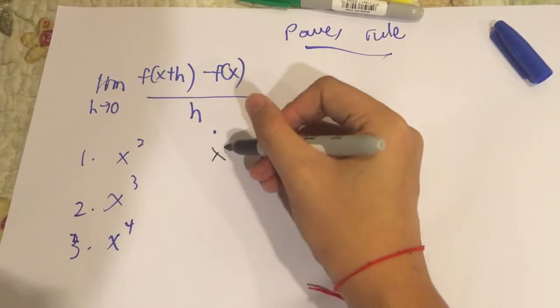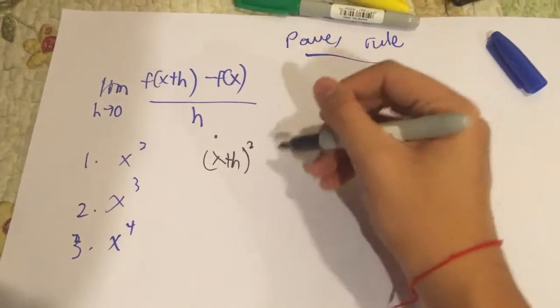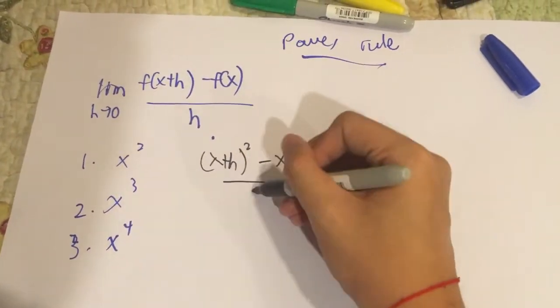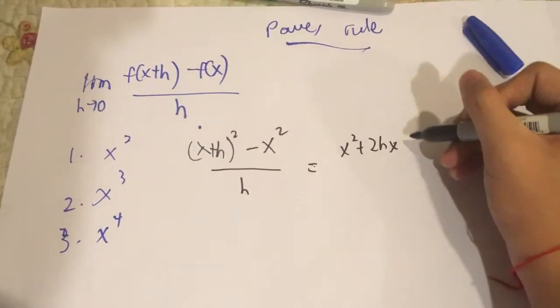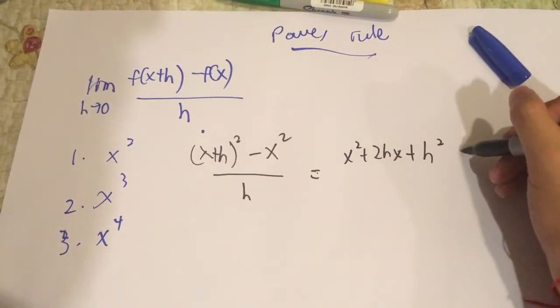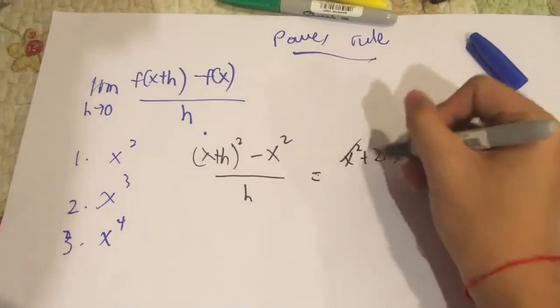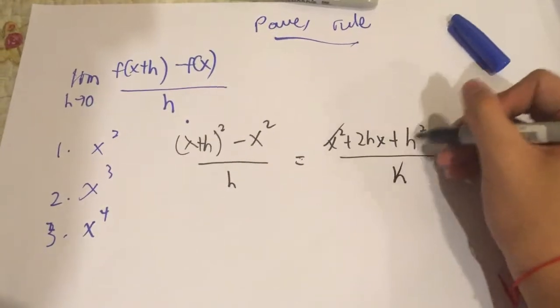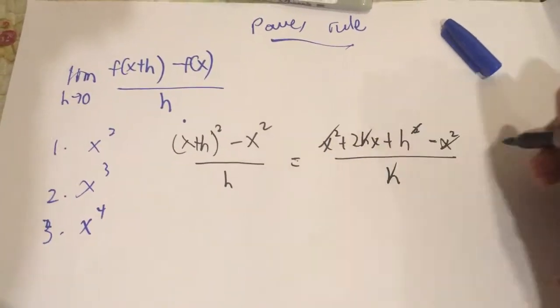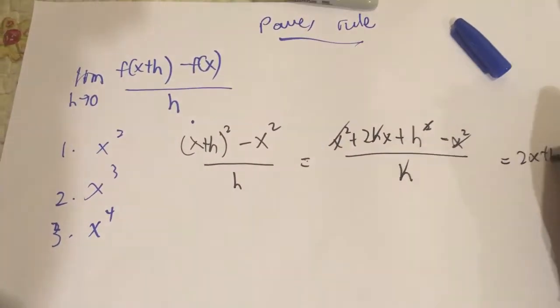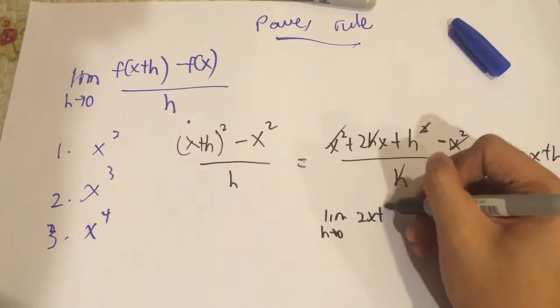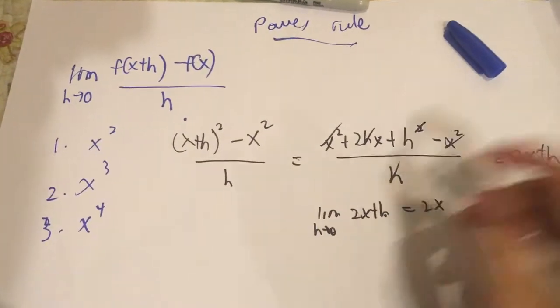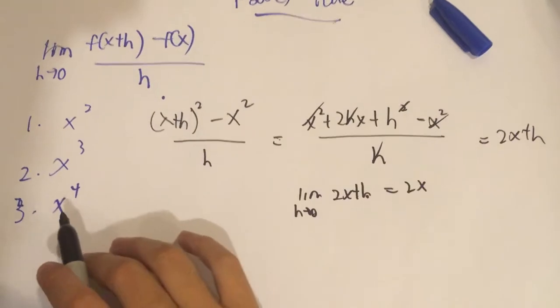Let's say I have x plus h squared minus x squared, all over h. This gives us x squared plus 2hx plus h squared, minus x squared, which cancels out, and the h cancels out too, which gives us 2x plus h. But since the limit of h approaches 0, 2x plus h will give us 2x, since we plug in h equals 0.